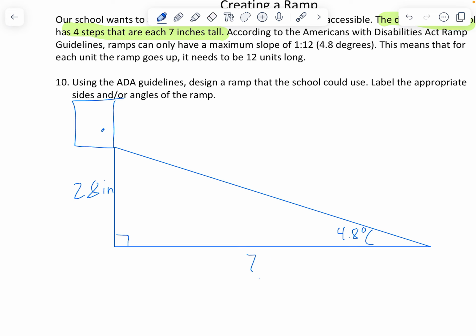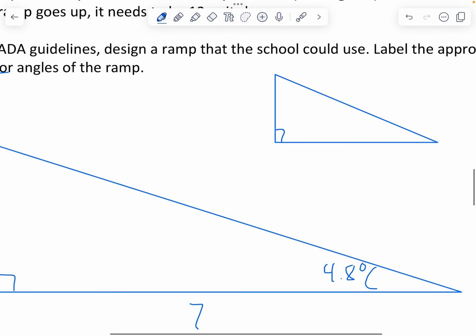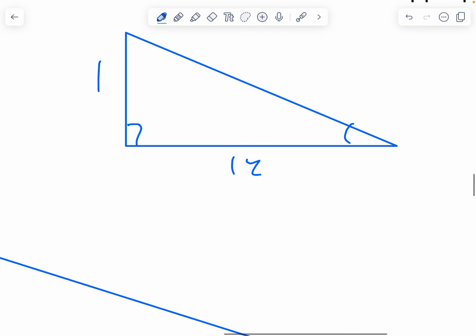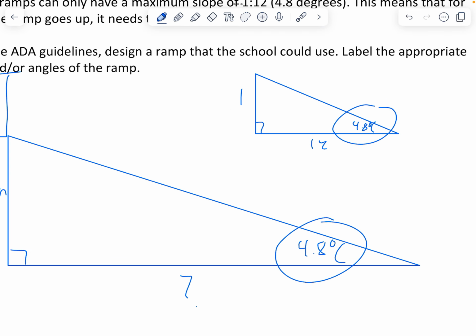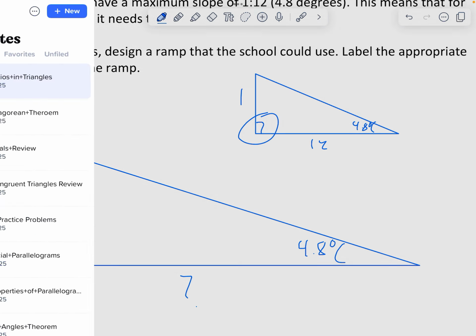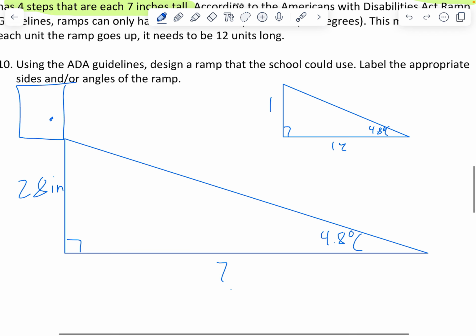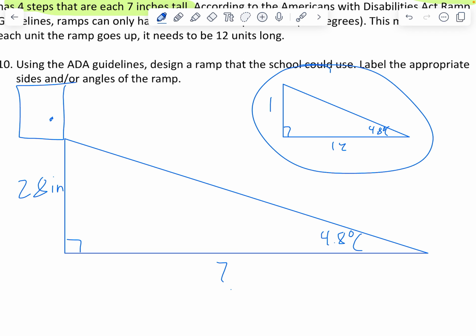Now, we know that we have to stay within this guideline of 1 to 12, right? So hopefully you can kind of see how this is related to similar triangles. We have all the same angles, right? We have 4.8 and 4.8. We have 90 and 90. And then we also know that whatever is up here and whatever is up here are also going to be the same. So we have similar triangles here, right? So we're basically taking this similar triangle and scaling it up to make this, right?